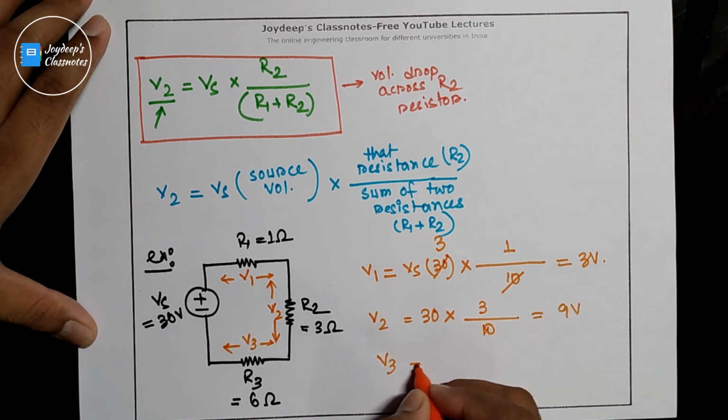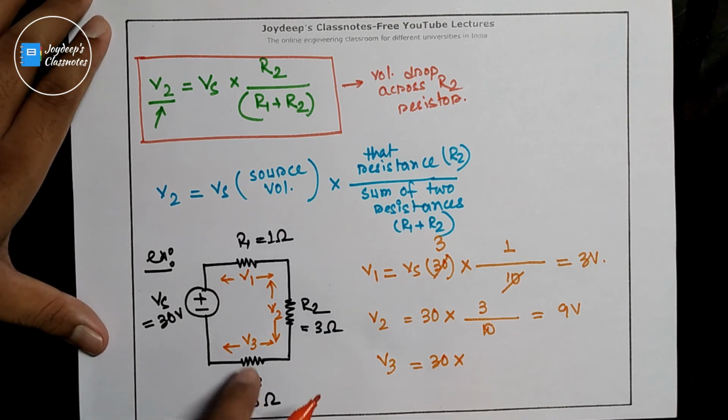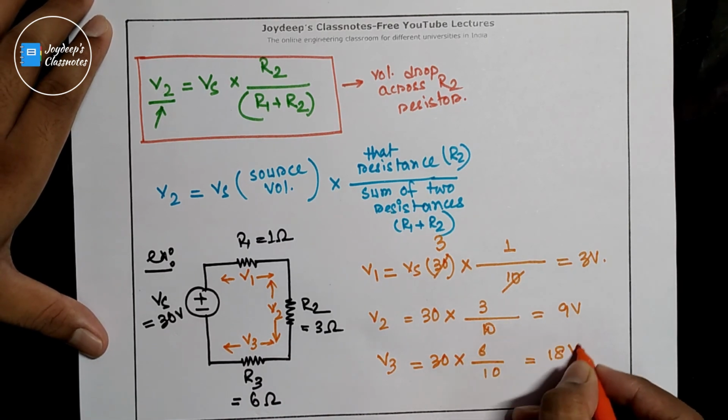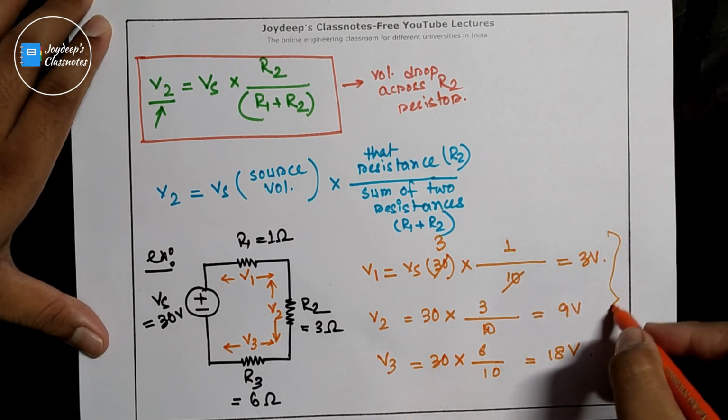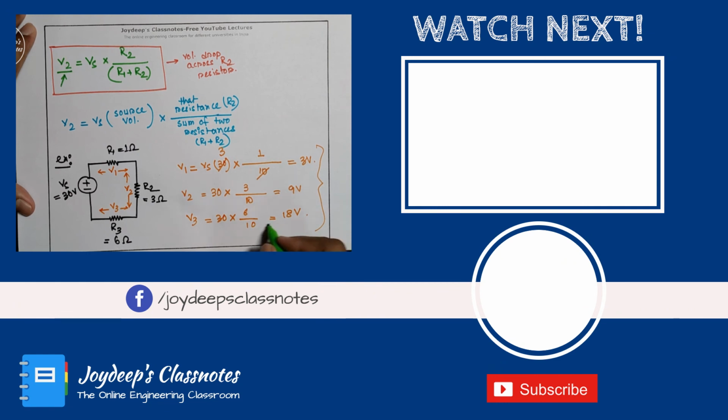And what about V3? Again the source voltage multiplied by that resistance, R3, which is 6, divided by 10, that means 18 volts. So this is your answer. If you sum all these voltages, 18 plus 9 is 27, plus 3 is equal to 30 volts. So if you sum up all these voltage drops, it will be equal to Vs.